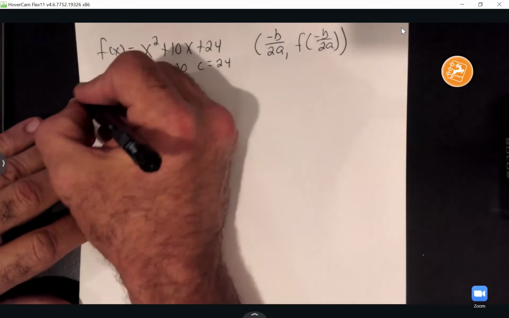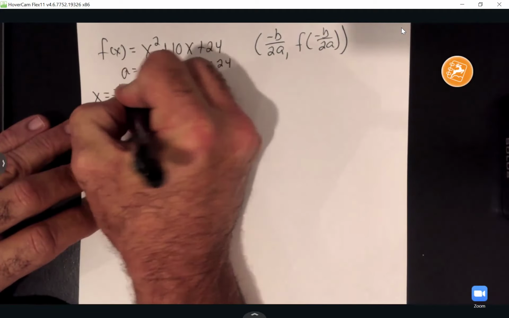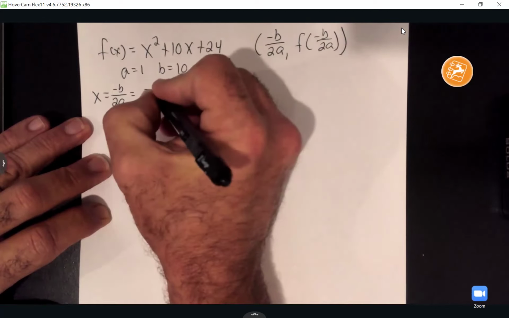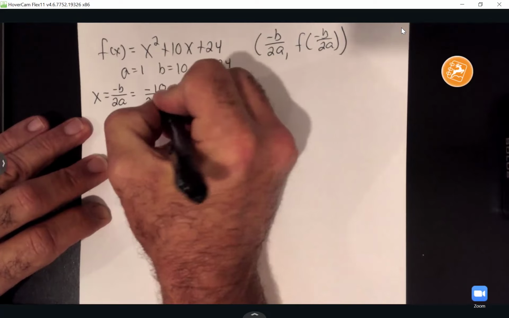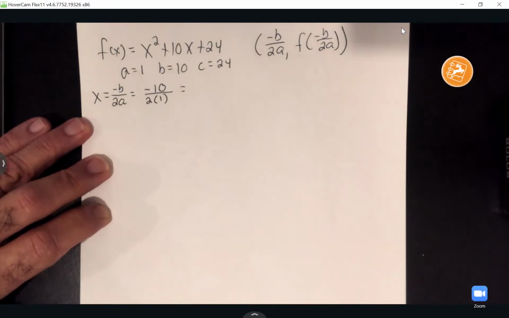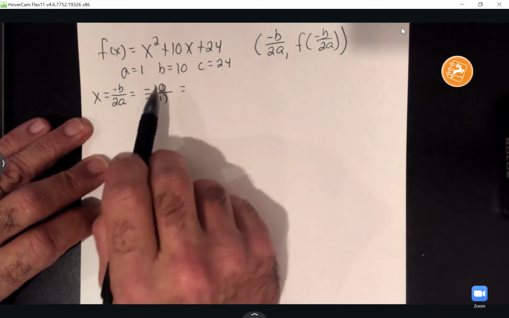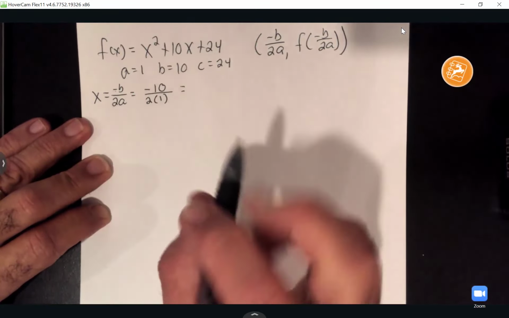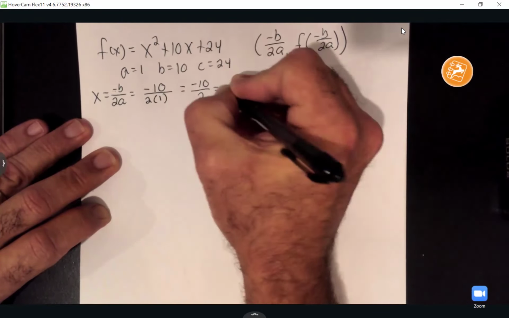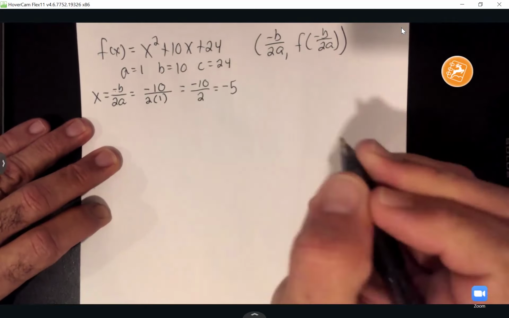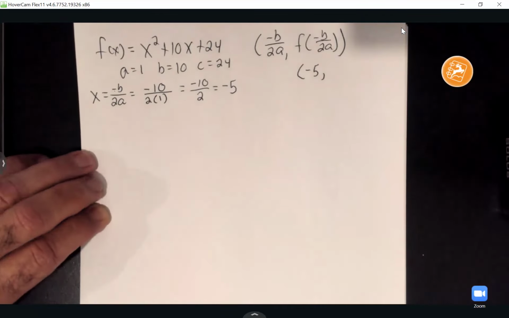So let's find our x value. That's going to be negative b over 2a, which will be negative times that 10 over 2 times a, which is 1. So this negative's only purpose, again, is to change the sign of your b, okay? If your b is positive, it's going to make it negative. So I get a negative 10 over 2, which gives us a negative 5. So we know the x value is negative 5.